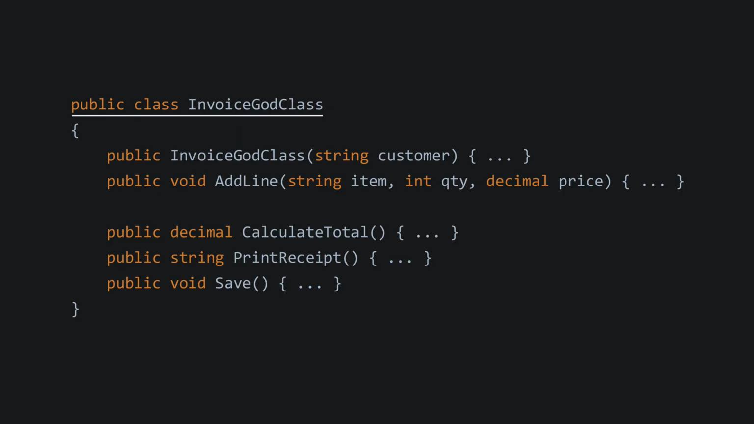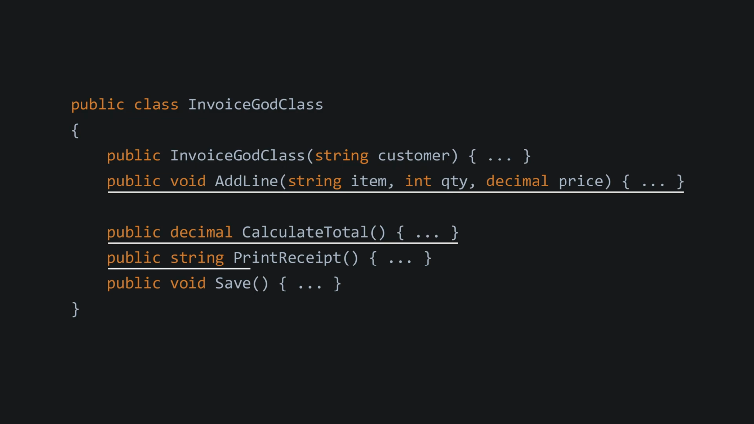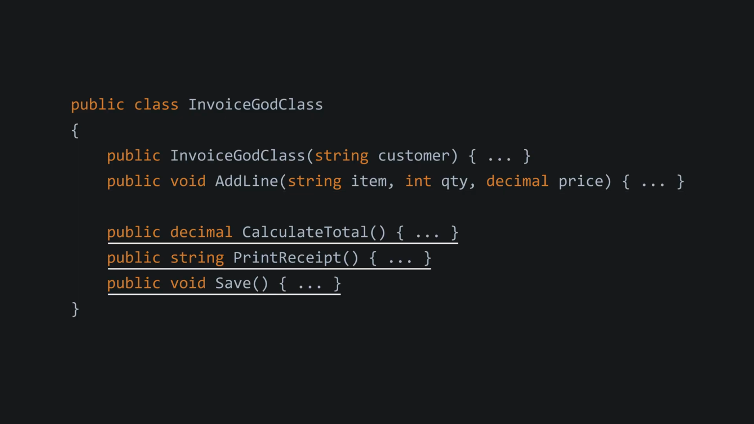Here is Invoice in full. A constructor takes the customer. A method adds order lines. 3 more public methods: calculate total, print receipt, and save. Nothing about the class name or its fields tells you it is about to do 3 unrelated jobs.